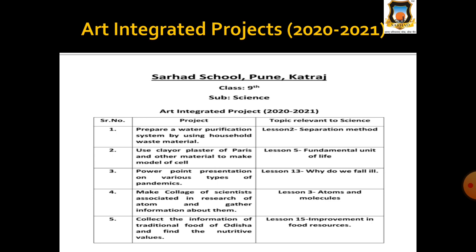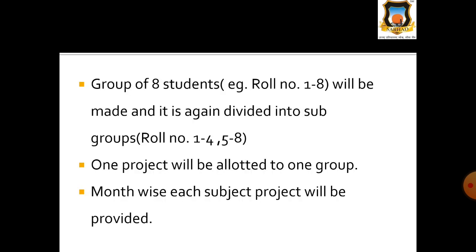Then lesson number 3, atoms and molecules. For that, make a collage of scientists associated with research of the atom and gather information about them. And from lesson number 15, improvement in food resources, collect the information of traditional food of Odisha and find the nutritive values. So these 5 projects we have decided. Now how you are going to complete it or how you are going to submit it, roughly I'll tell you. Again, we'll conduct one meeting for this. In that, we'll explain all the details to you.